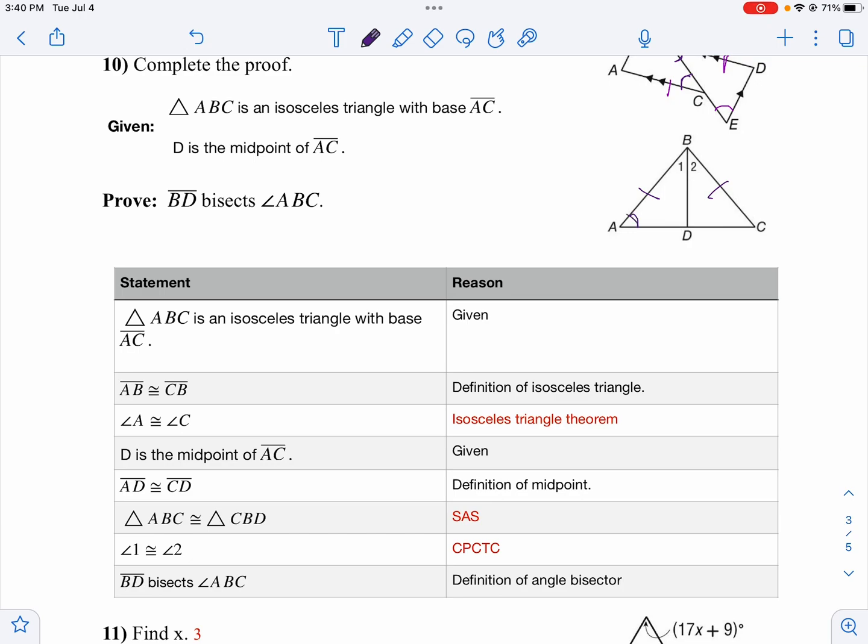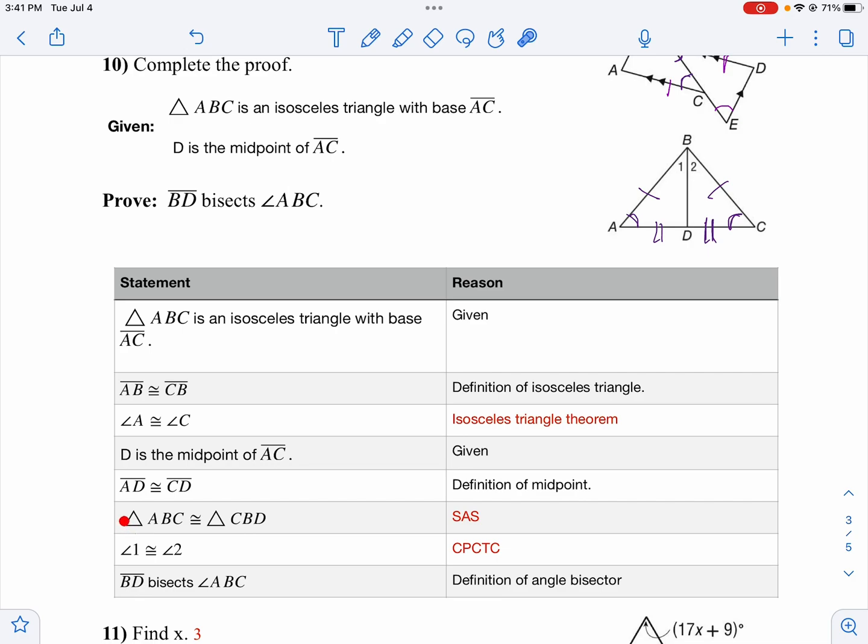Why is angle A congruent to angle C? Well, because they're base angles of an isosceles triangle, which normally we call the isosceles triangle theorem. Then we're given D is the midpoint of AC. Remember, midpoint means it goes right through the middle. I'll put 2 tick marks on there to show their difference. And so that's where we get AD is congruent to CD, reason: definition of midpoint.